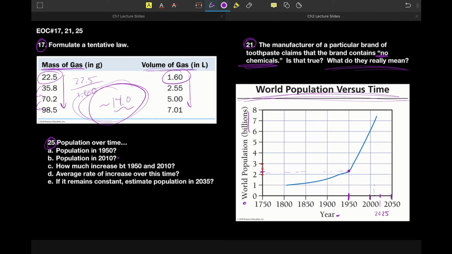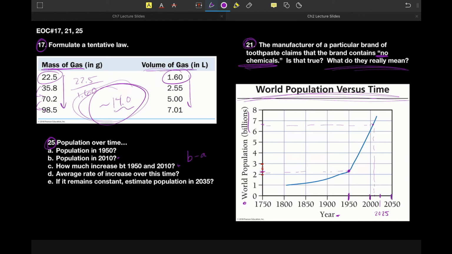So then if we carry that up, and then we carry that over, same thing. That's going to be about 6.75 billion people, right? And if I want to do the increase between that, what are we going to do there? That's just B minus A.